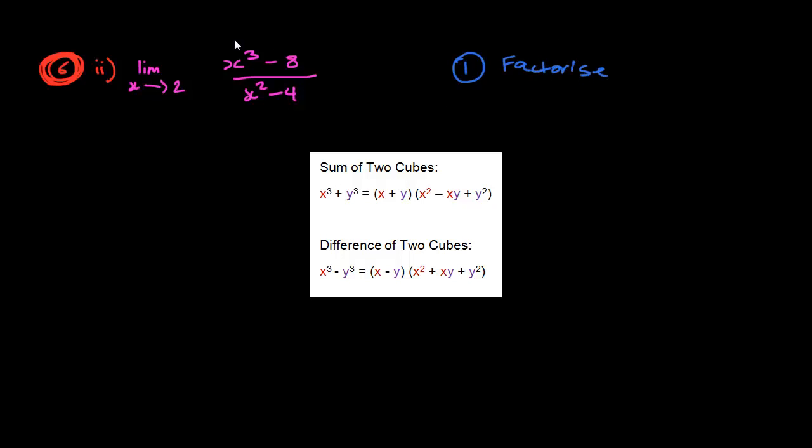Now, the factorizing of this is quite difficult. Since it's a cube, we need to use the difference of two cubes. Now, it states that x^3 minus y^3 equals... Now, this is the formula that we're using since it's a negative over here.